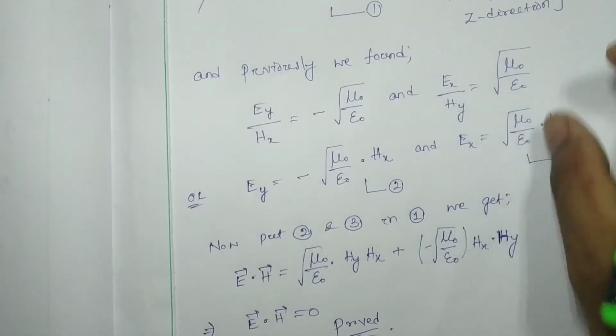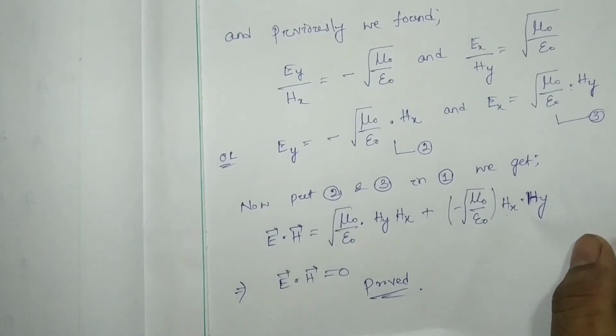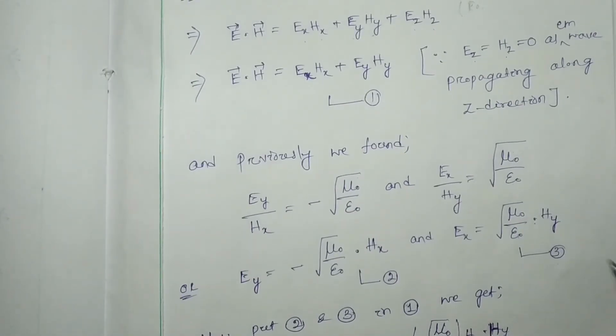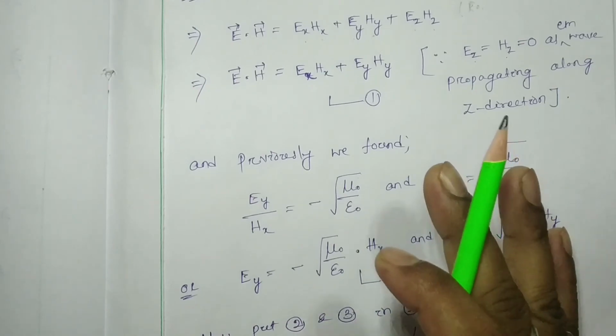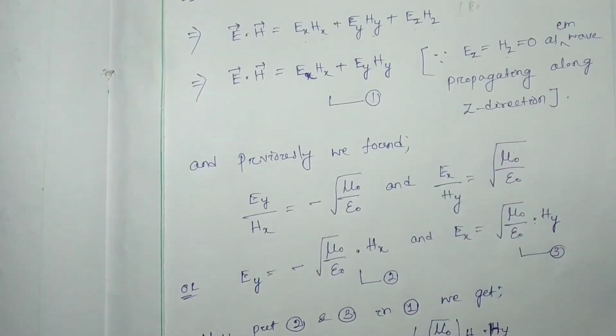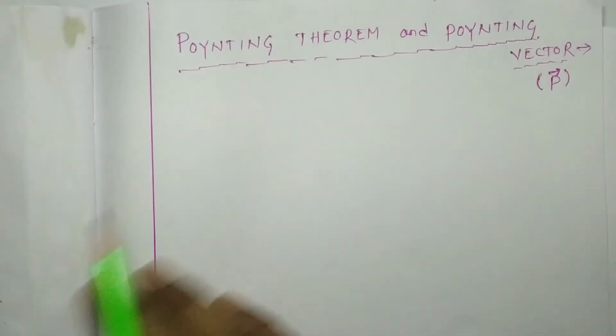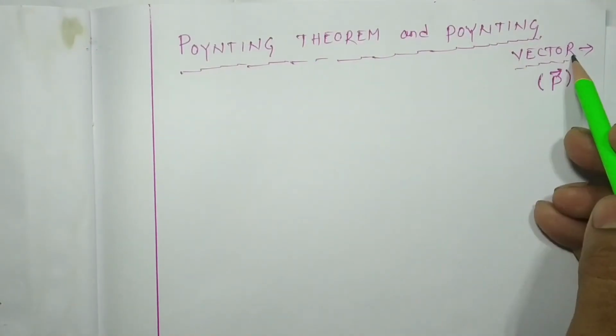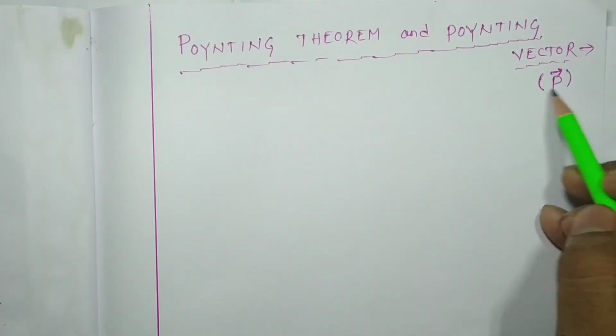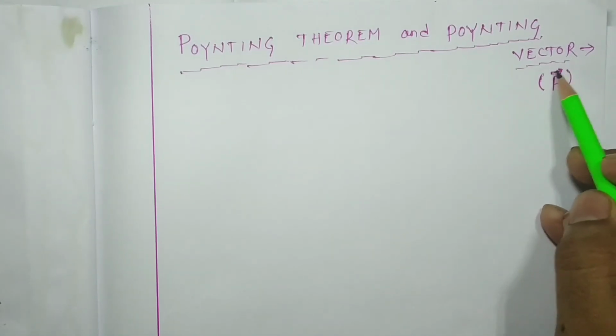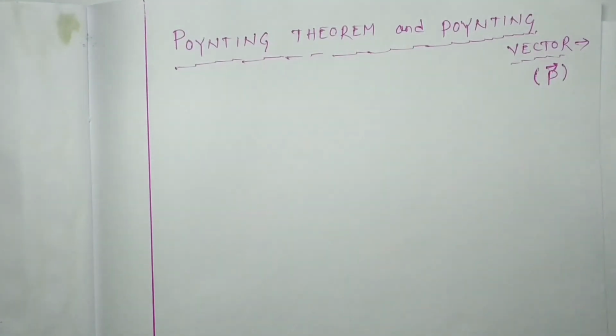So here we have to stop our discussion today. You go through this video properly, pause the video and write down the notes perfectly. And in the next class we are going to discuss the Poynting theorem and the Poynting vector. The Poynting vector is represented by P, as a vector symbol. Next class we are going to discuss this one.